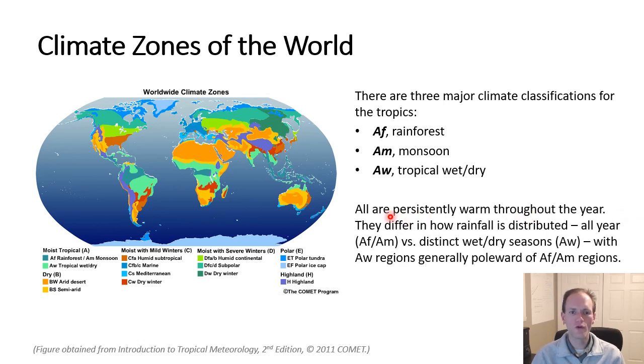And as noted before, they're all persistently warm throughout the year, and they differ primarily in how rainfall is distributed throughout the year, whether it's constant or nearly constant throughout the year at a relatively high value, like we see in the Amazon and in the maritime continent, as well as portions of Central Africa, or if it varies more substantially through the year, with dry seasons generally during the winter months and wet seasons during the local summer months.